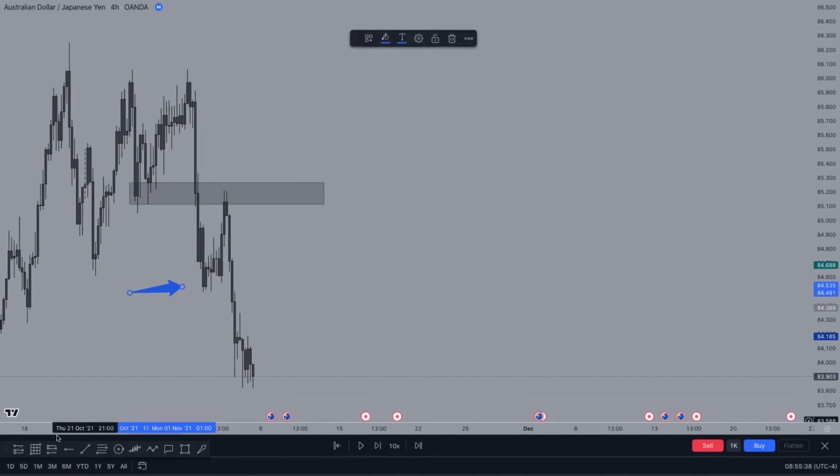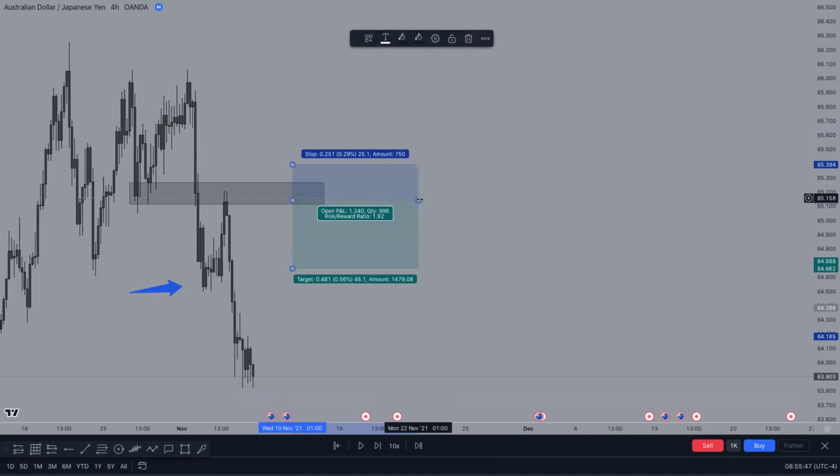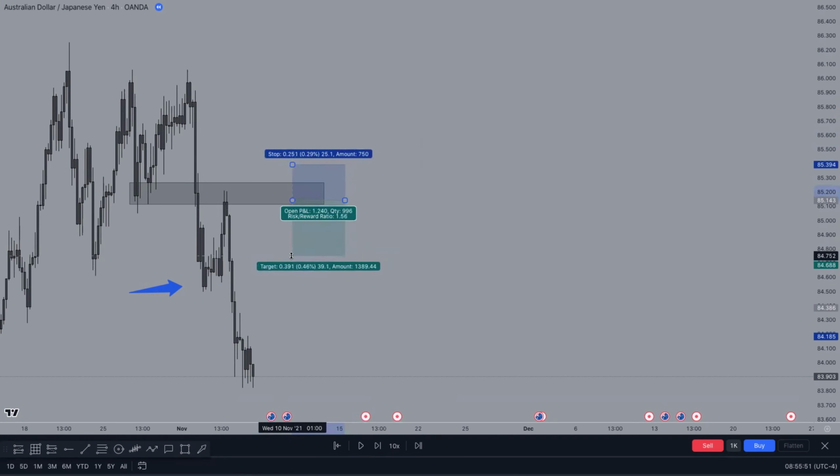Okay, good. So I have a sell limit sitting here, a little bit deep in my zone, of course. Let me not make this one too deep since this level is not that big. So I'll keep my stop right there, and 1 is to 1.5. Perfect. Good.